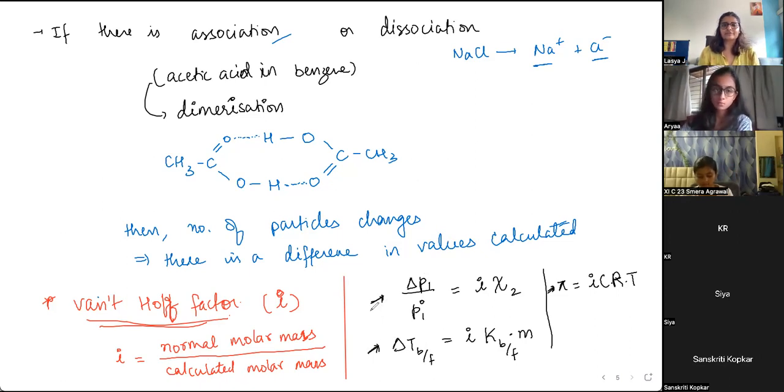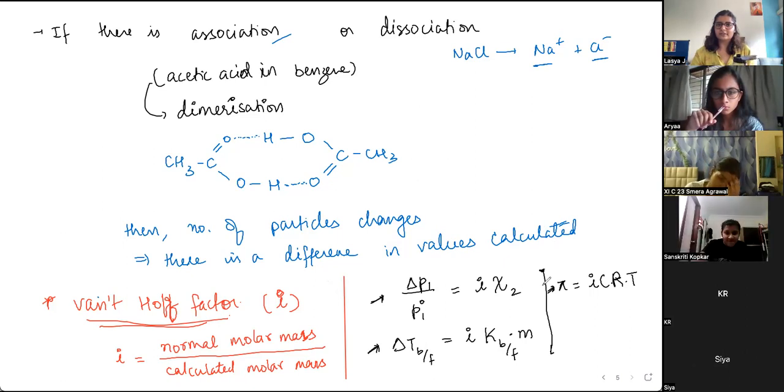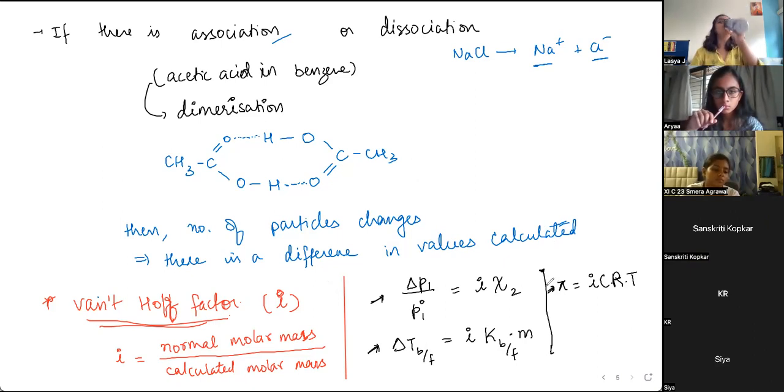Looking at I value, what you can figure. Kaveri, Sia, and Sanskriti, you guys there? Yeah. Okay, yes, following, ma'am. Any questions, anything so far? My brain is like saturated.